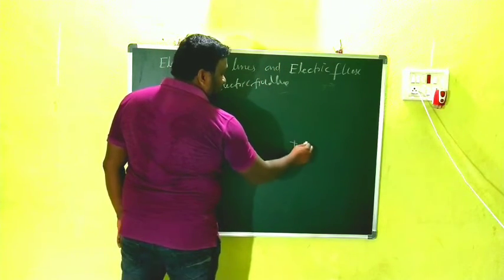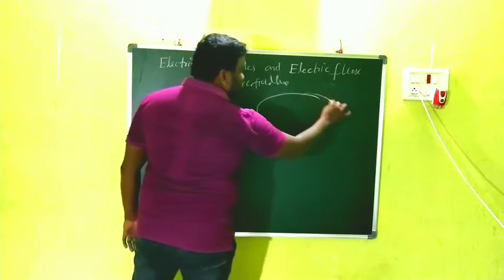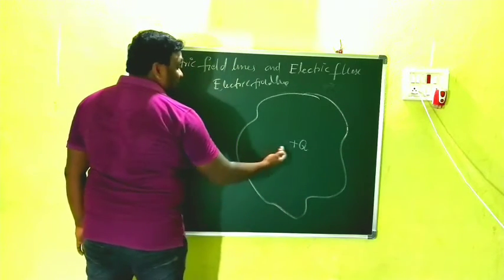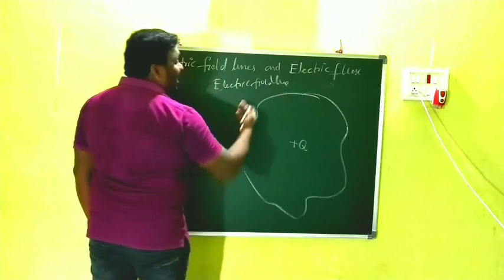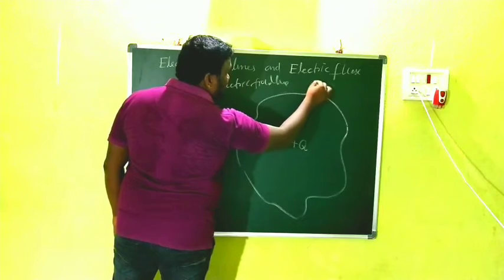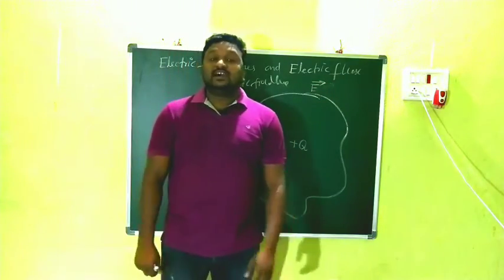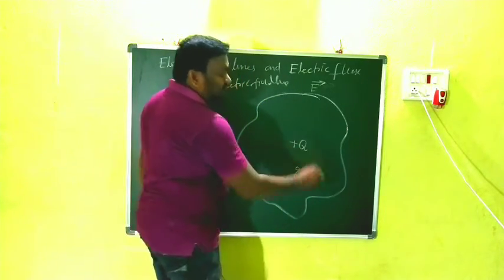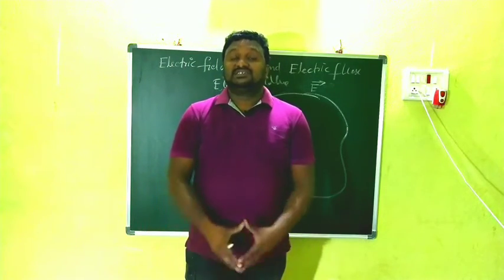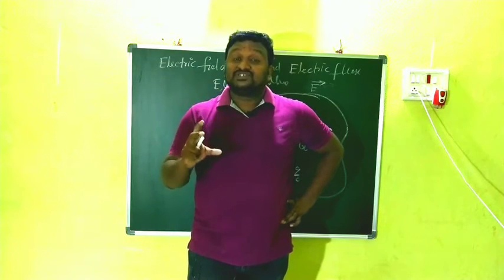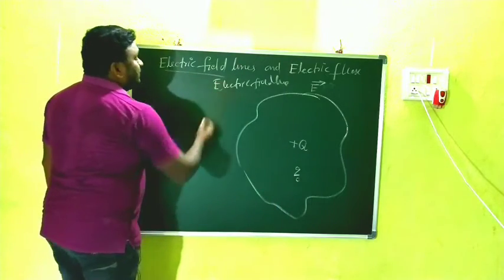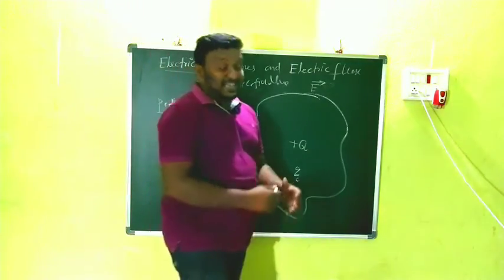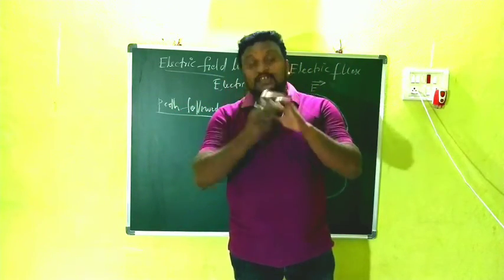For example, this is one charge plus q, and here I am drawing the space around the plus q charge. Now it is the electric field. Up to this space it has its influence. That's why it is an electric field of intensity E. E is the electric field intensity of that field. In that field, if we keep some other charge, we take Q naught, a unit positive test charge. Then the path followed by the unit positive test charge in that field is called an electric field line. Simply, the path followed by the unit positive test charge in an electric field is called an electric field line.